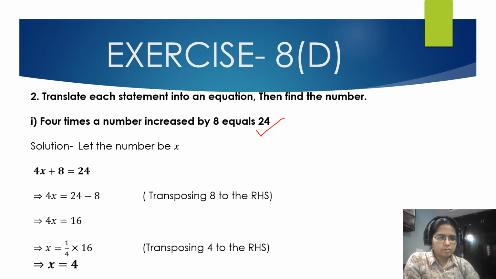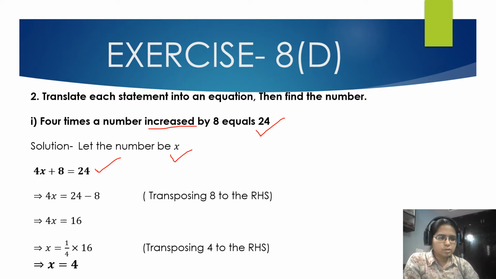We have to find the number, so suppose the number is x. The statement is 4 times a number increased by 8 equals 24. So 4 times means 4 multiplied by that number. The number is x, so 4 multiplied by x is 4x, and increased means the plus symbol. Then 4x plus 8 equals 24. This is the equation.